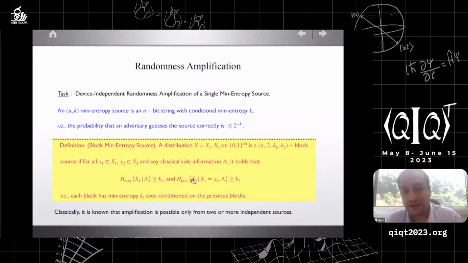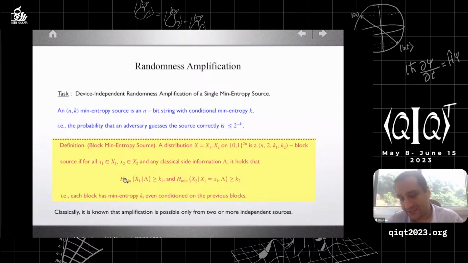And similarly, x2 has some min-entropy k2, even conditioned upon x1 and lambda, which means even if the adversary comes to know the value of x1, and even if she has some other classical side information, she can still only guess x2 with probability 2 to the minus k2. So that's called a block min-entropy source. It's 2n bits. Each block of n bits has some min-entropy. I stress again that x1 and x2 here are not independent. They're correlated, but they're correlated up to this condition here.